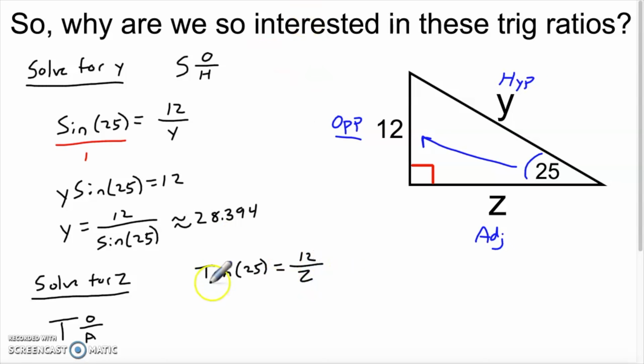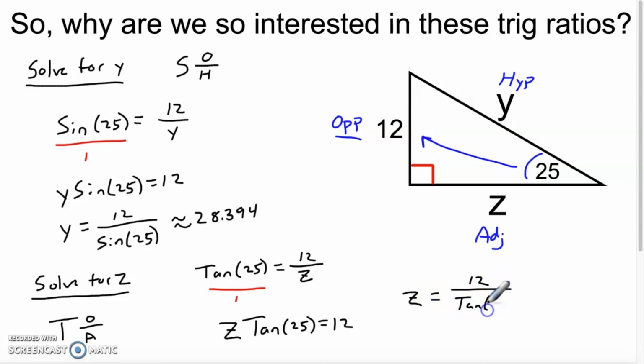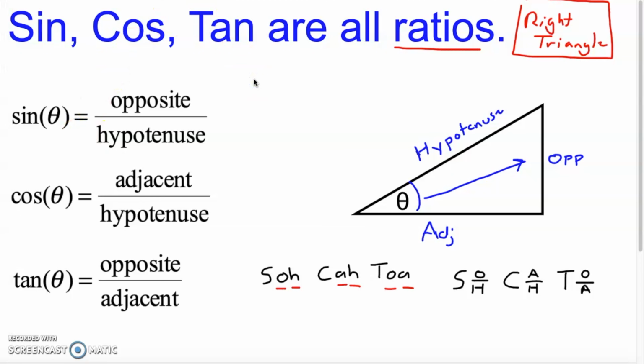I can put this over 1 and cross multiply, giving me z times the tangent of 25. Be careful with your z's. Sometimes they look like 2, so I'm going to put a little bar on that one there. Z times the tangent of 25 equals 12. If I divide both sides by the tangent of 25, then I will get that z is equal to 12 divided by the tangent of 25. And if you plug that into your calculator, you should get approximately 25.734.